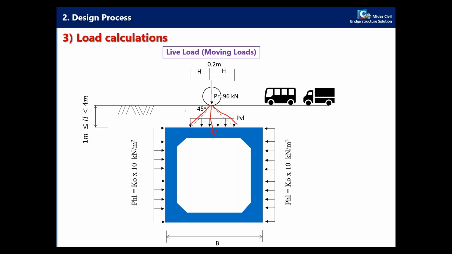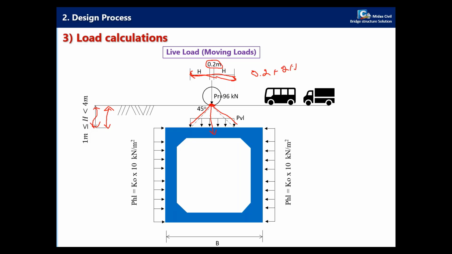And for that distribution, different codes can define the value of H at which we have to apply the live load. H is the height where we have the structure, and the contact surface here is defined by 0.2. You can check this value in different codes. The width on which the moving load can be applied is defined by 0.2 plus 2h.